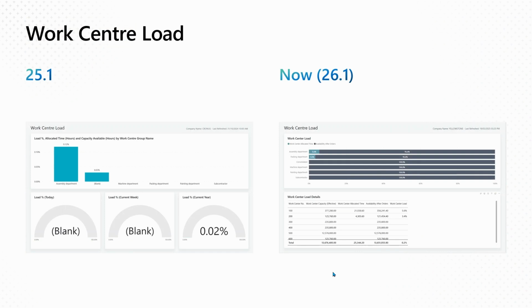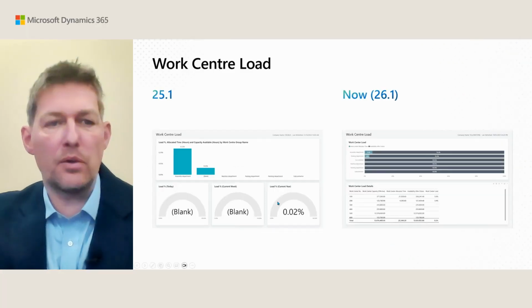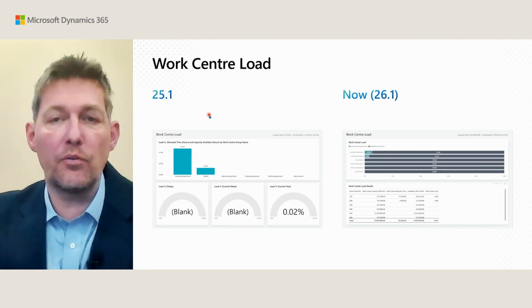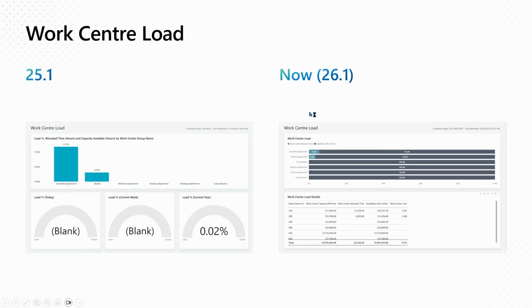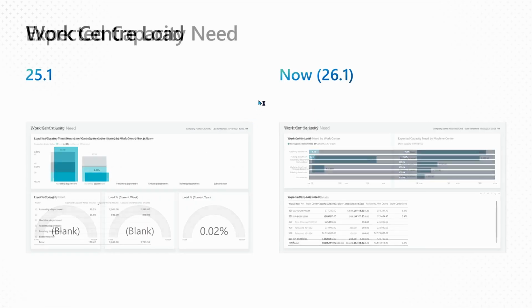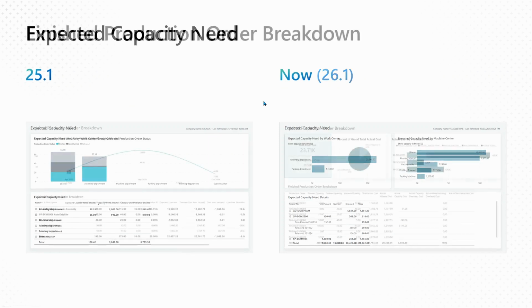So let's first take a look at some of the reports that we updated in the manufacturing Power BI app. The first is the Work Center Load report. Here you can see the original version from last semester, and here you can see the updated report. Another example is expected capacity need, where the previous one is on the left, and the new version is on the right. And I'll demo all 3 so that you get a closer look.